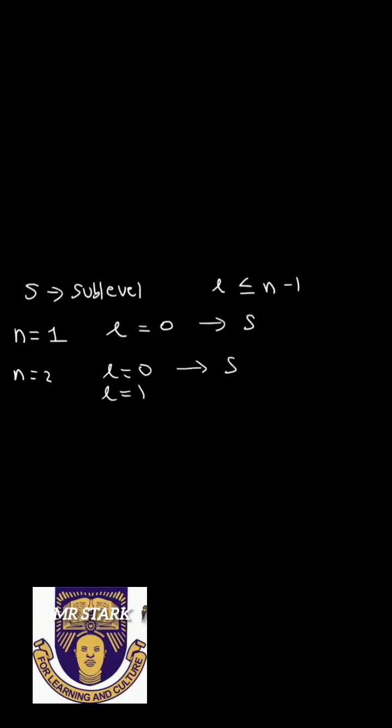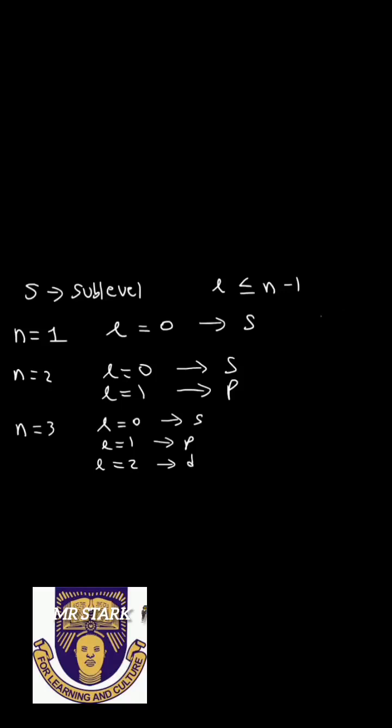Now let's talk about the relationship between n and l. l is always less than or equal to n minus 1. So when n is 1, you can only have one value for l. That's 0, which corresponds to the s sublevel. Now when n is 2, l can be 0 or 1, but not 2. So in the second energy level, you can have the s sublevel and the p sublevel. In the third energy level, l can be 0, 1, or 2. So the third level can have the s sublevel, the p sublevel, and the d sublevel.